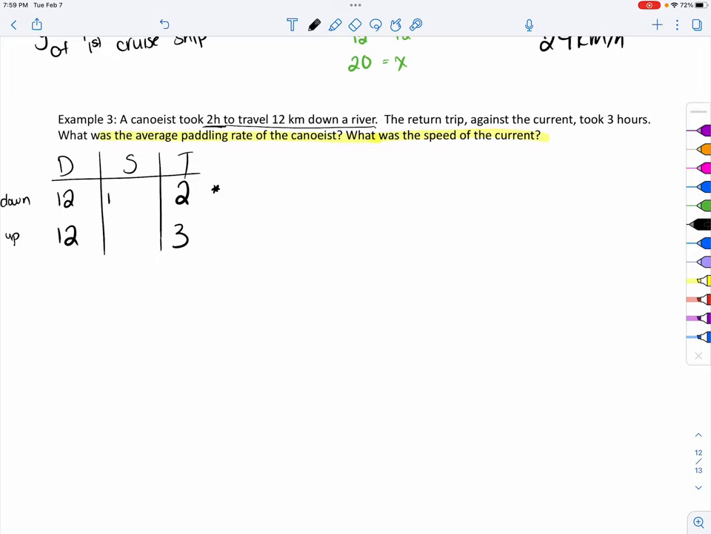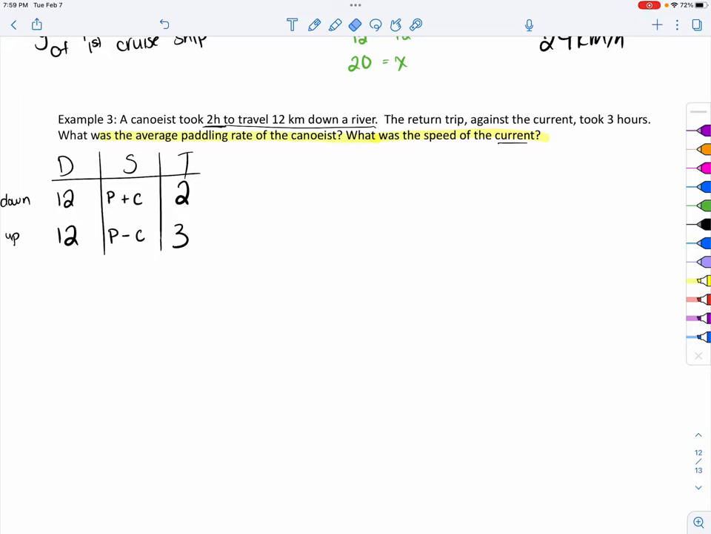You're going faster because you've got your paddling rate, which we're assuming is the average paddling rate, so it's going to be the same both ways. But going downstream, that current is going to speed you up. It's going to increase your speed, so it's going to add to your speed. Going against the current, it's actually going to decrease your overall speed. It's going to take away from how fast you're going.